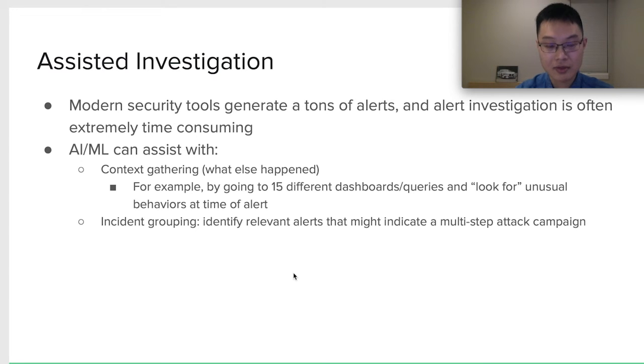So for context gathering, AI/ML solutions are able to simulate the human analyst behavior of, for example, going to 15 different dashboards or queries and looking for unusual behaviors or spikes at the time of the alert. For incident grouping, AI/ML solutions can analyze multiple alerts and identify whether there are pre-existing correlations among them that might indicate some sort of multi-step attack campaign or a bigger incident.